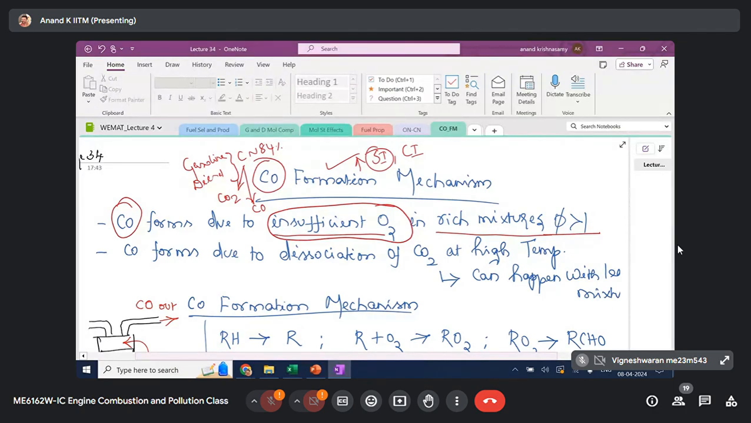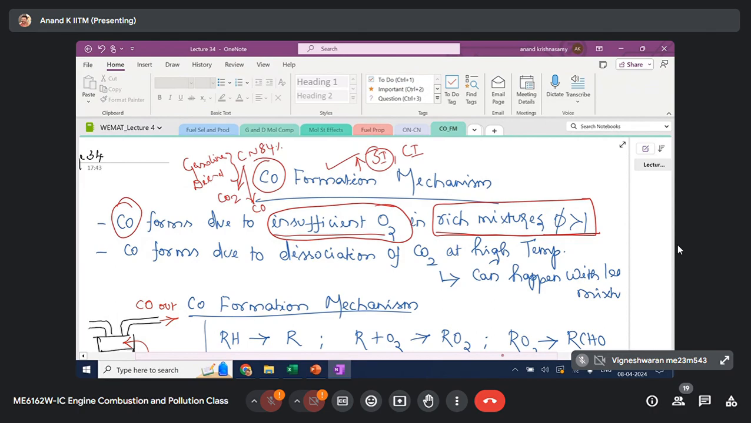So the primary cause for forming CO is a rich mixture with Phi greater than 1. SI engines run up to 1.2 or so, and you have uniform high Phi levels inside the cylinder, which is what causes significantly higher CO in SI engines compared to CI engines.